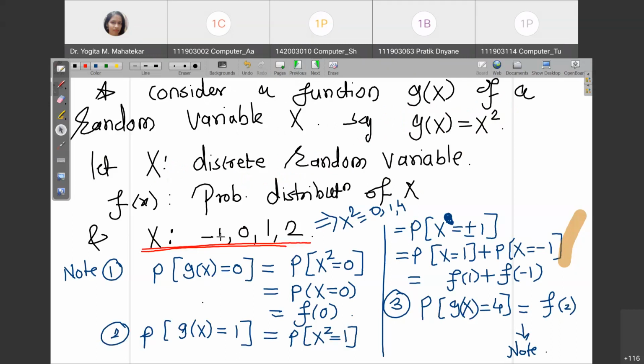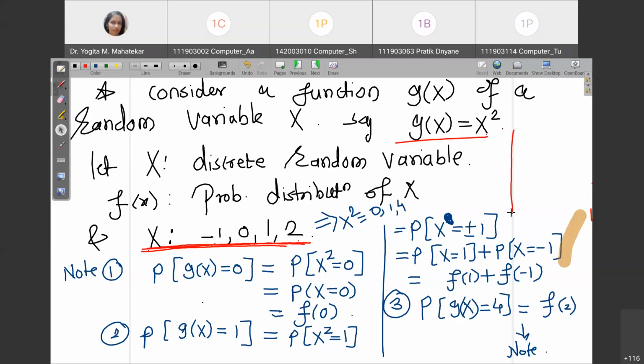So when capital X takes these values, minus 1, 0, 1, and 2, what are the values taken by g of x? Function of a random variable, x square we are taking. So if capital X is minus 1, what is g of x? Minus 1 square, 1. Yeah.